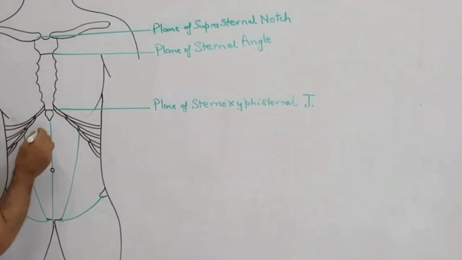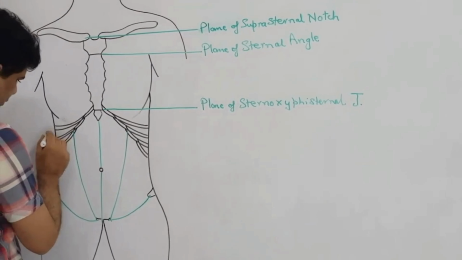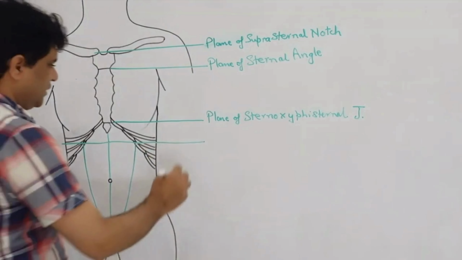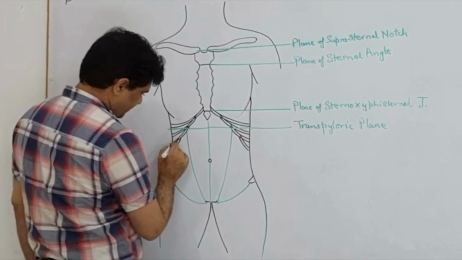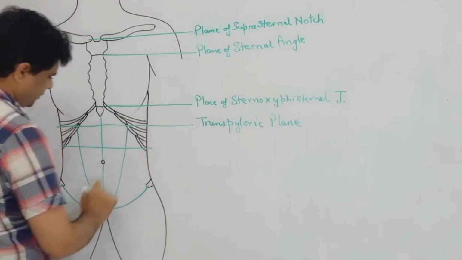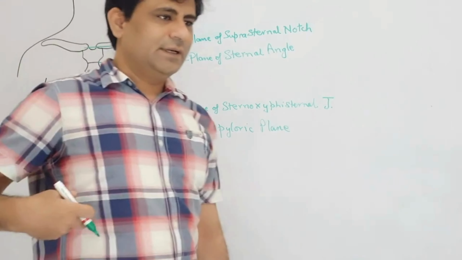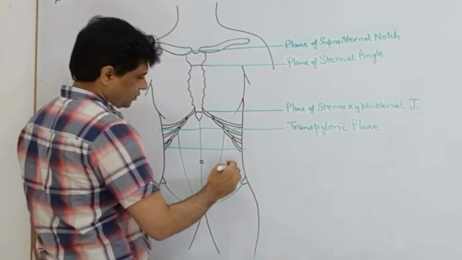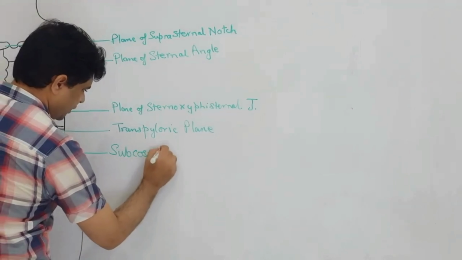Then we will study the transverse plane which passes through the tips of the ninth costal cartilage, and this is called the transpyloric plane. Then a plane from the lowest border of the costal margin will pass at the level of the lower border of the 10th rib in the mid-axillary line. So that's the lowest level of the costal margin. This plane here is called the subcostal plane.